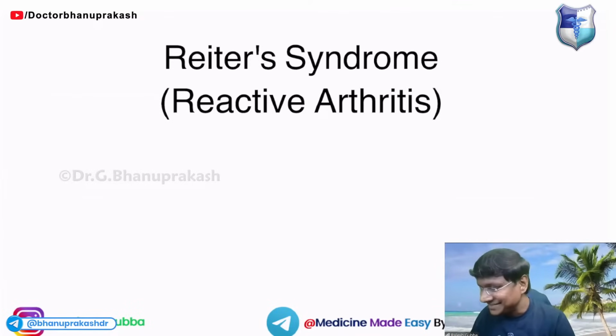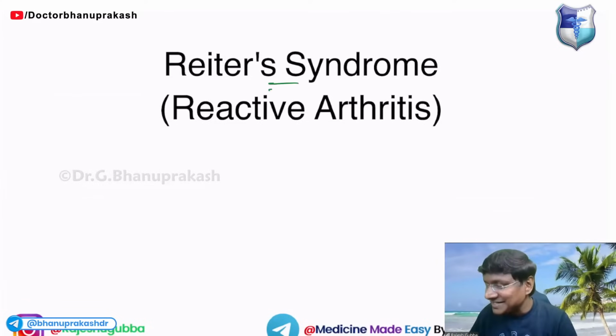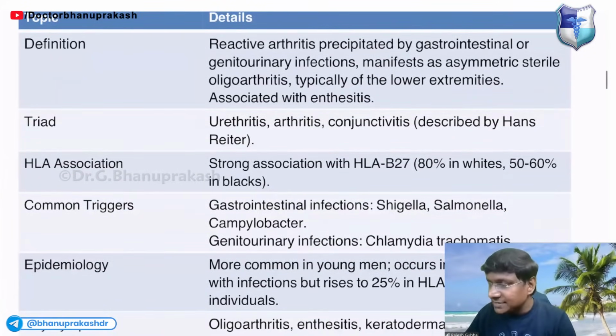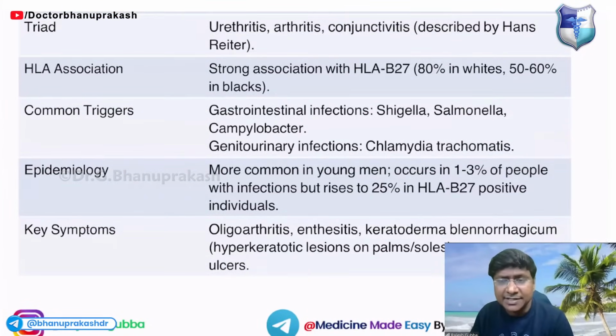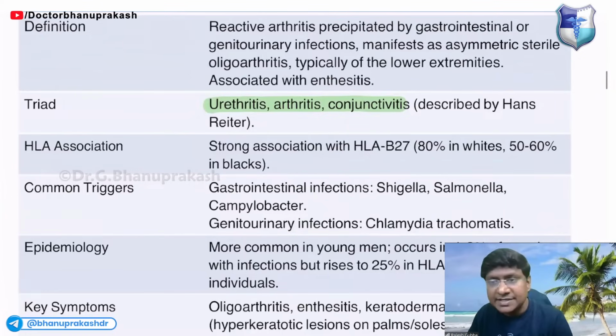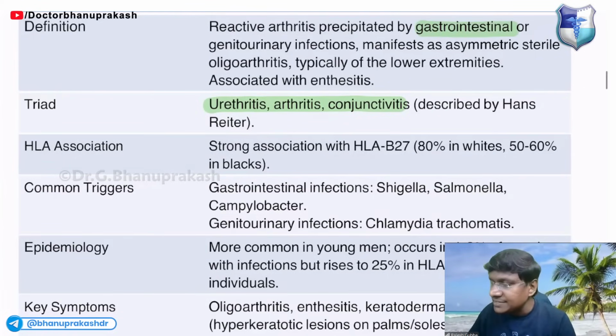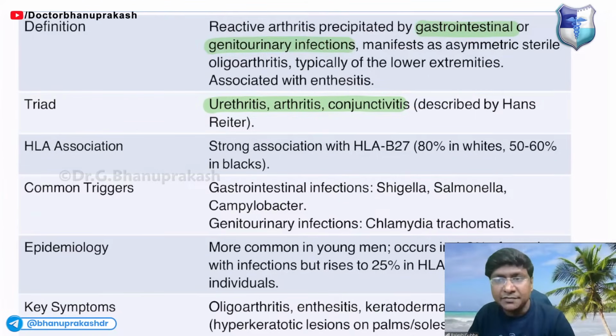Hello. Right. So coming to the next topic, that is Reiter syndrome or reactive arthritis. So what exactly is the problem here? Reiter syndrome or reactive arthritis is also a seronegative arthritis. It is characterized by a triad. What is the triad? Urethritis, arthritis, and conjunctivitis. Okay, these three are the triad. And in order to develop Reiter's or reactive arthritis, there should be a background history. What should be that background history? The individual should have either a gastrointestinal or a genitourinary infection.